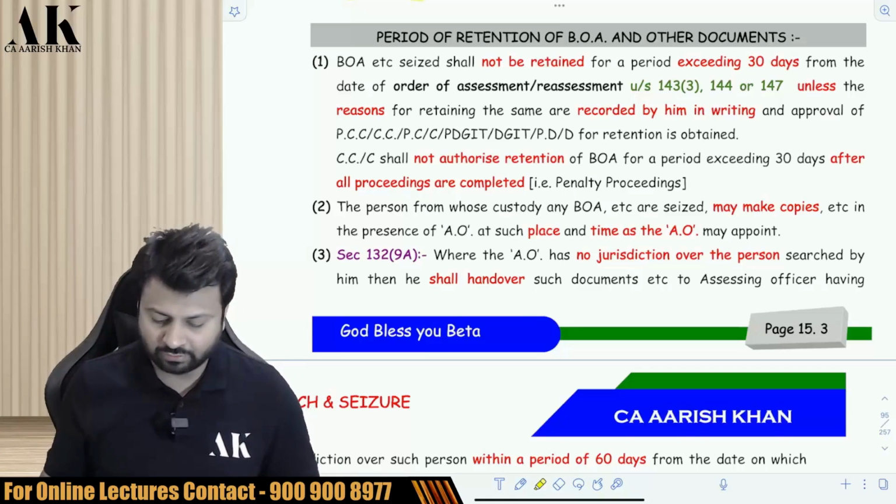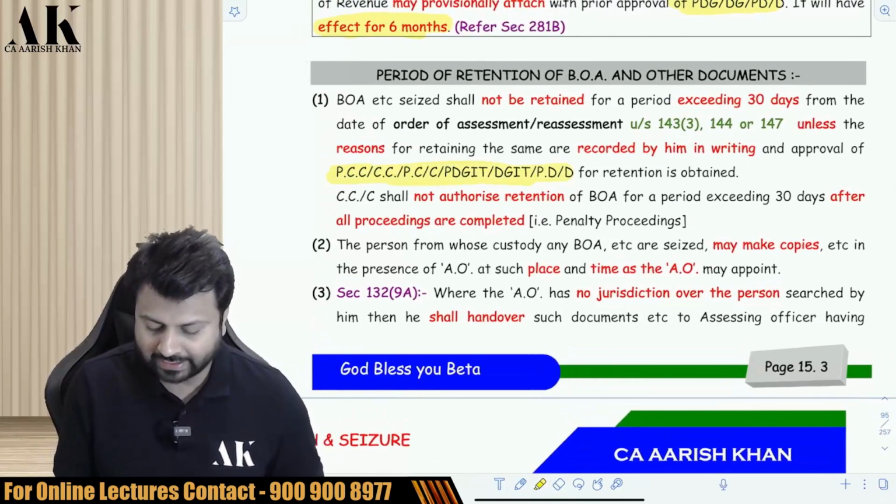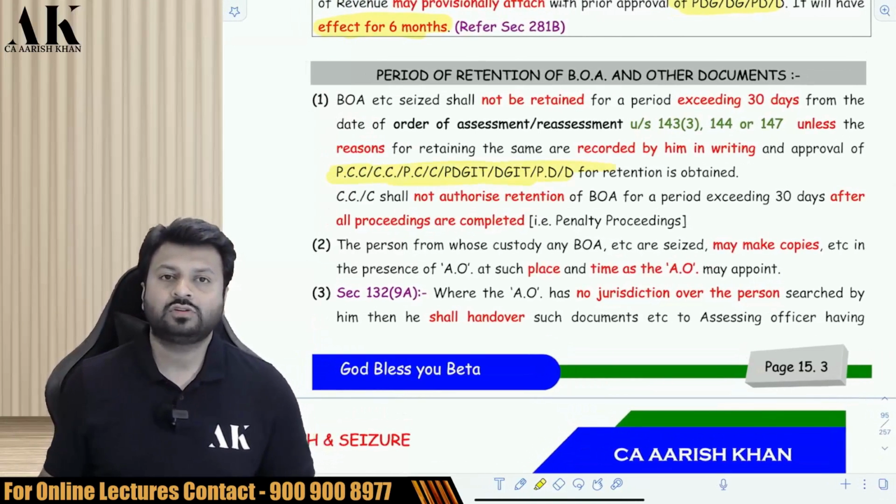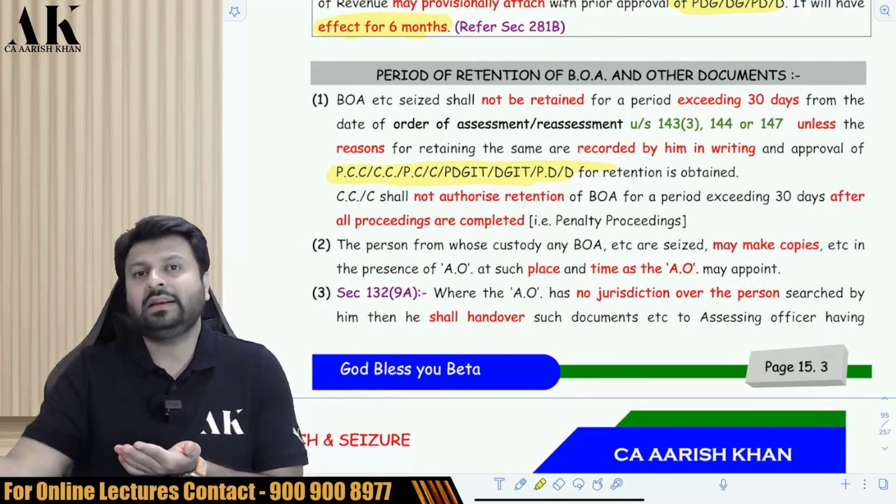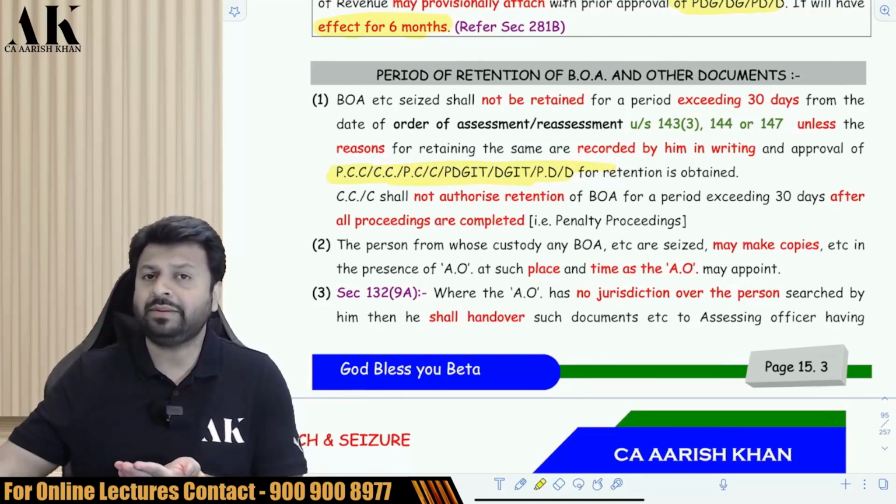But in that case, they have to take an approval from higher authority and they can retain even beyond that. So beyond that, till when? When the next proceeding is completed. Suppose when the penalty proceeding is also completed.